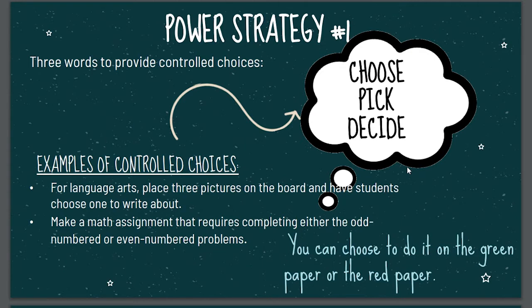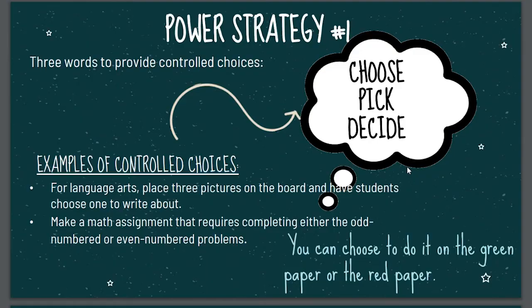So here are a couple different ways that you could address this. One of these strategies is called the choose, pick, decide approach. You tell yourself in your head that you're going to allow the students to choose, they can pick, they can decide. Here are the examples for that. Let's say, for example, that if you teach a language arts course, you put 3 different pictures on the board and have students choose one to write about. You're not telling them just one choice, you're giving them 3. That gives students a lot more control or power over what the decision can be.